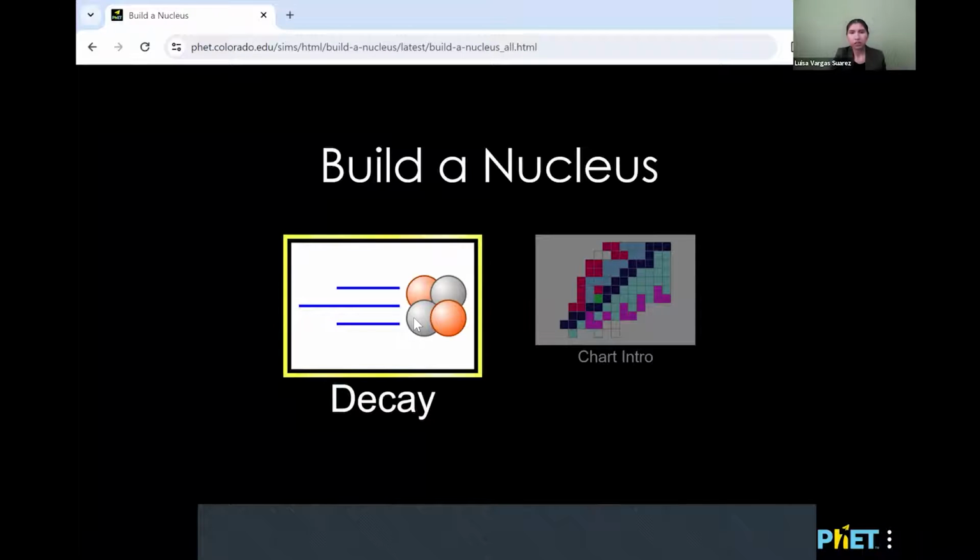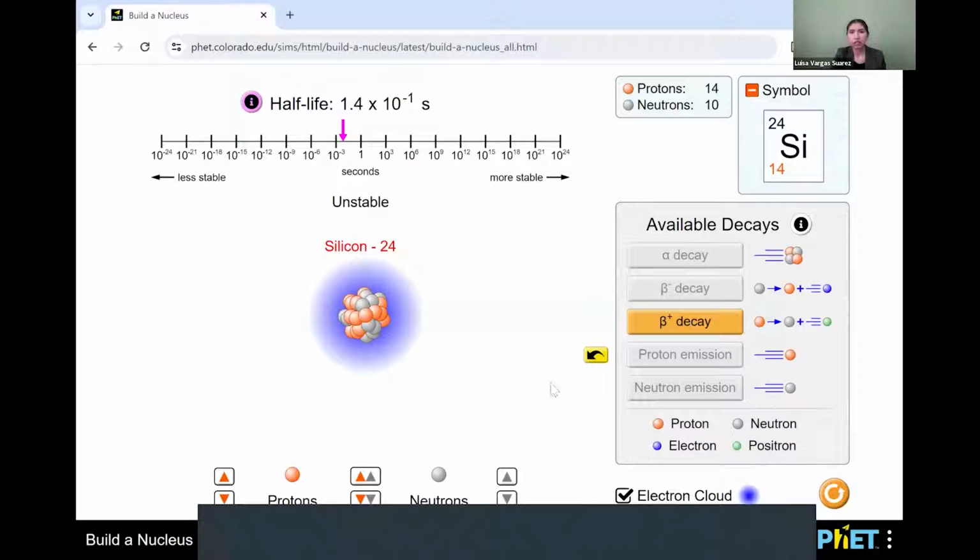So the first screen has a decay screen, and it focuses on the decay. The half-life is seen up here, and the available decays are seen up here whenever you change any of the nuclides that you built.